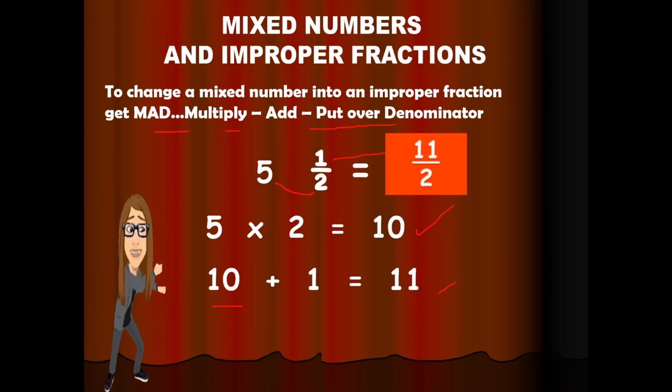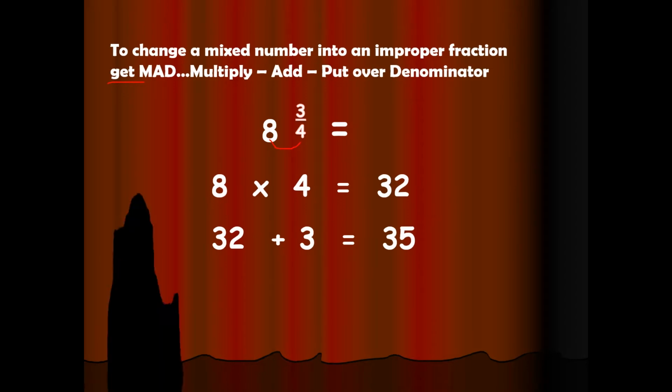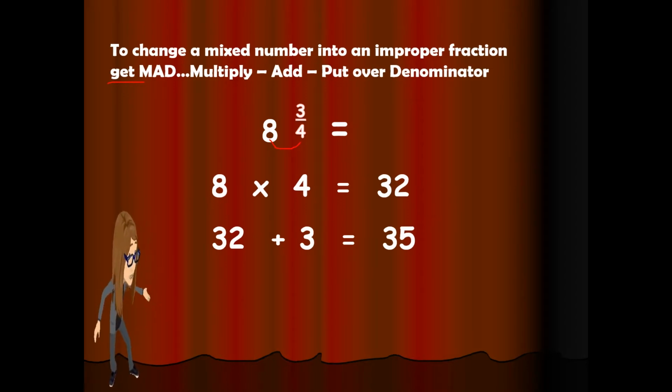Okay, let's proceed. Another example is 8 and 3 fourths. So let's apply MAD again. Multiply the whole number with the denominator. So 8 times 4 is 32. Then add: 32 plus 3 is 35. So the answer is 35 over 4.